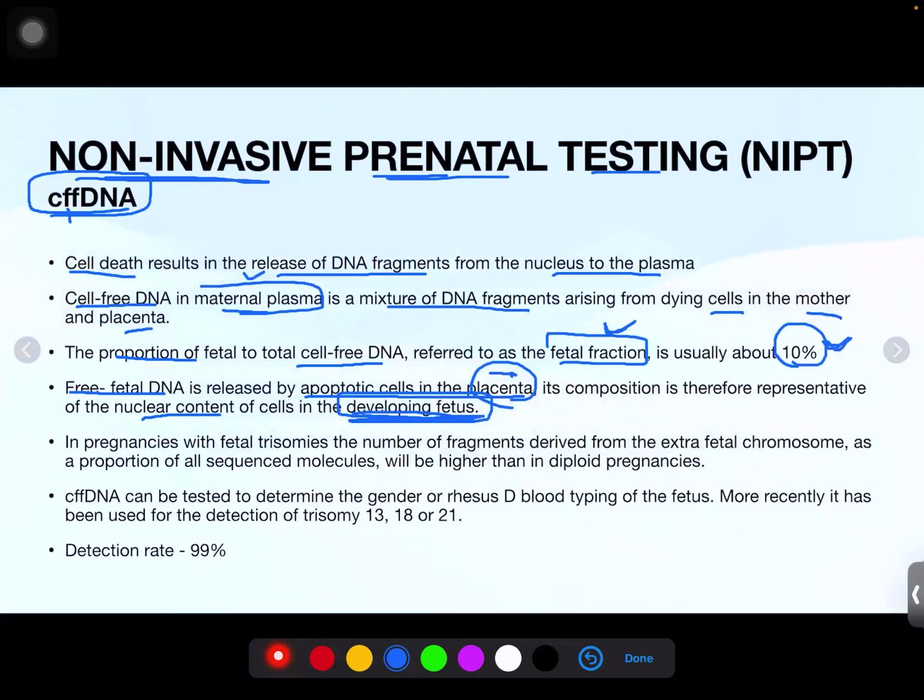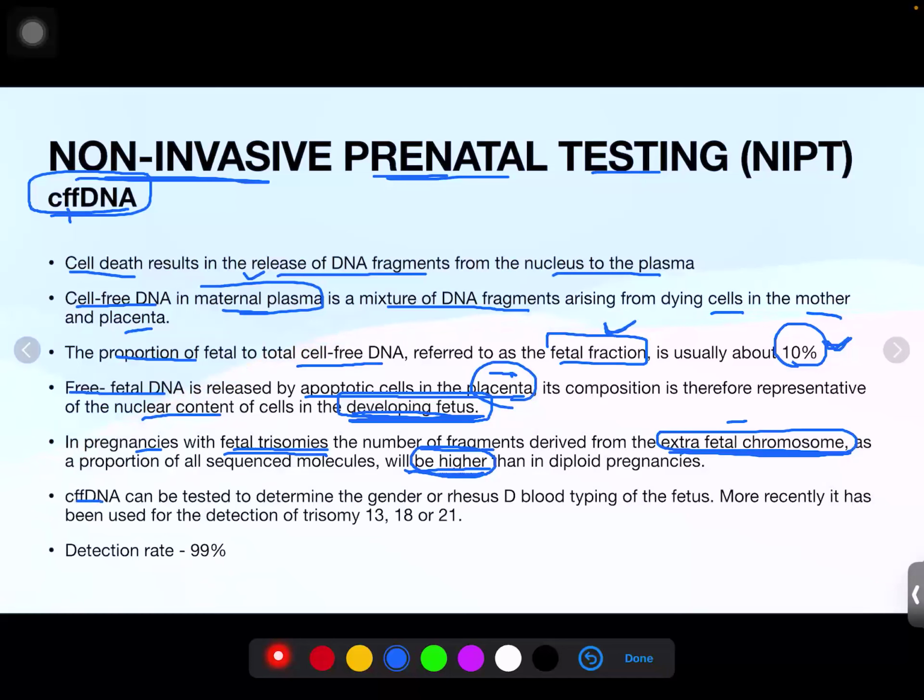So what is the significance of this prenatal testing? In pregnancies with fetal trisomies, trisomy means one extra copy of a chromosome, like Down, Edward. What is happening is that the number of fragments derived from the extra fetal chromosome, like chromosome 21 or 13 or 18, will be higher than in diploid pregnancies. So the fragments of that DNA, which was an extra copy, will be more. So we can detect it from the maternal plasma.